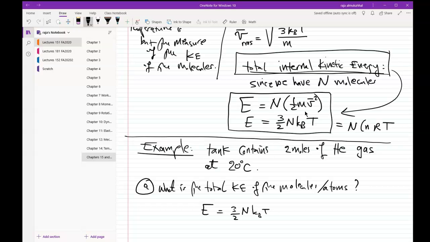NKBT. Sorry, I think I'm messing up here. NKBT, that's going to be 3/2 nRT, correct? There we go, so that's another version for it. So we have 3 of them that will help you calculate the total internal energy: 3/2 nRT, or 3/2 NKBT, or N times 1/2 m v bar squared. Depends on what's given to you in the problem.